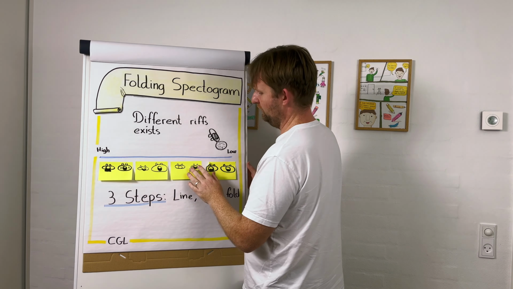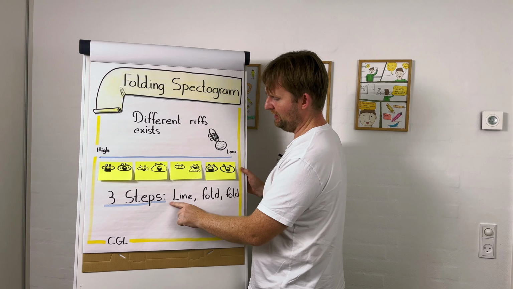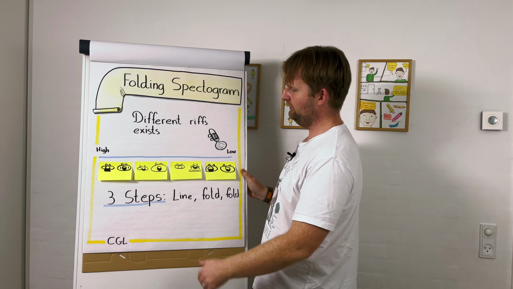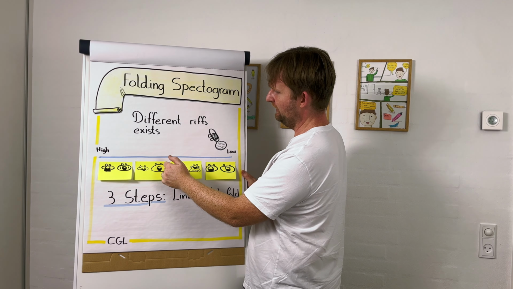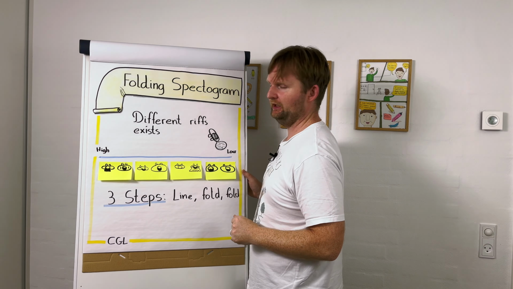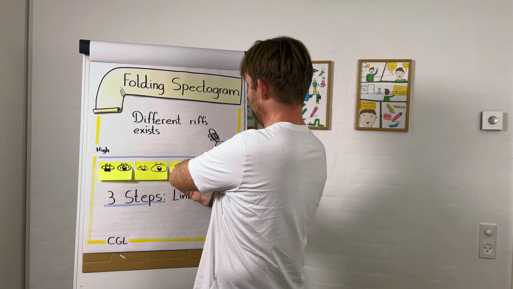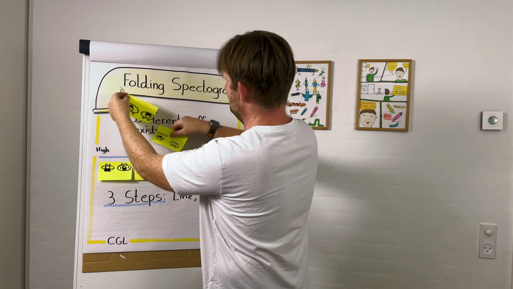So this is the first step of the 3 steps. So we have them standing in a line. Now we ask them to fold. So that means that we, in the middle of this line, ask them to fold the line once. So now we take and fold it.